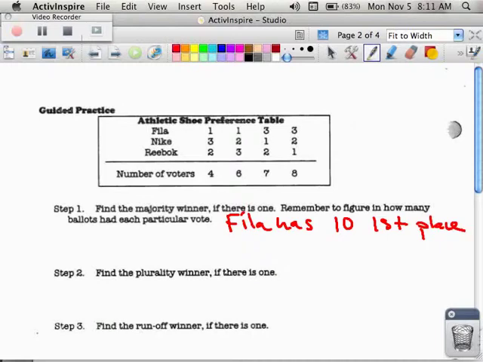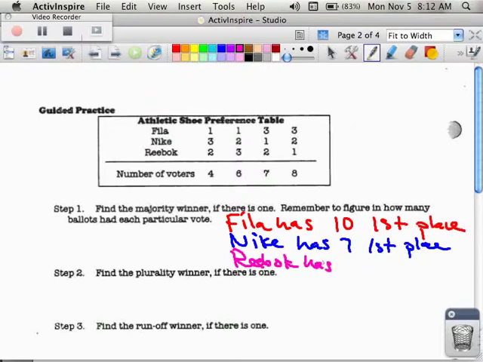Whereas when you look at Nike, Nike had 7 first place votes. And then when you look at Reebok, and see how many first place votes they have, that's 8 first place votes, because the number 1 for them tells you down below that they had 8 first place votes.